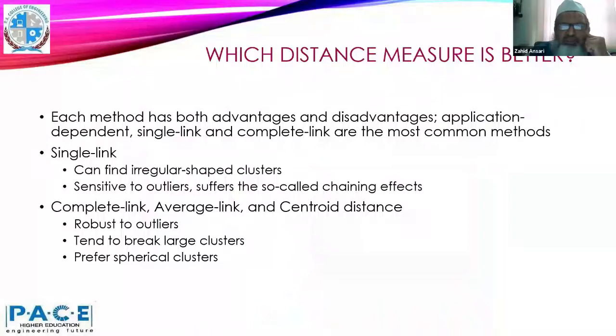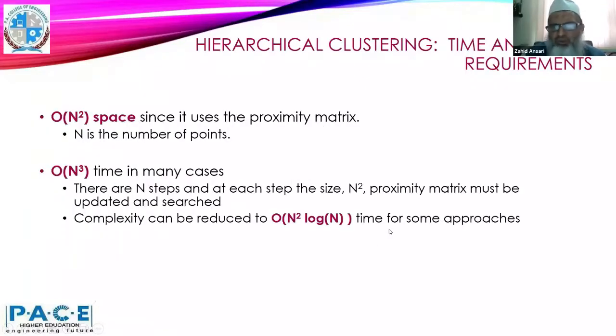Now, which distance measure is better? Single link can find irregular-shaped clusters, but it is sensitive to outliers and suffers from the so-called chaining effect. Complete link, average link, and centroid are robust to outliers. They tend to break large clusters and they prefer spherical clusters.